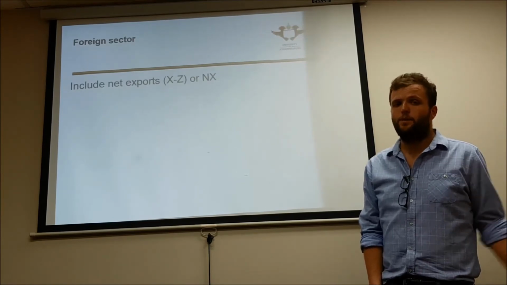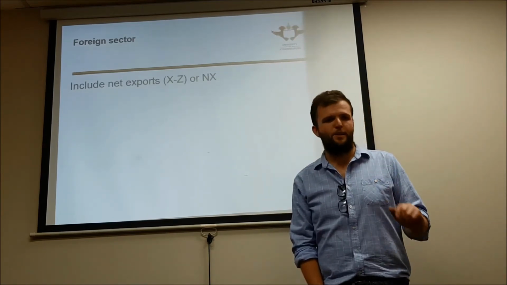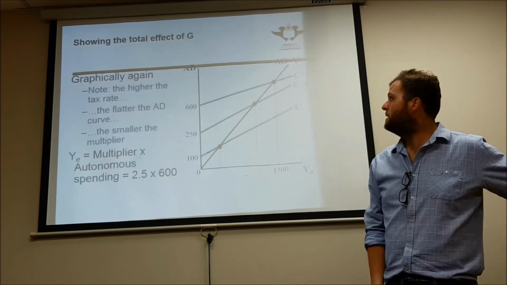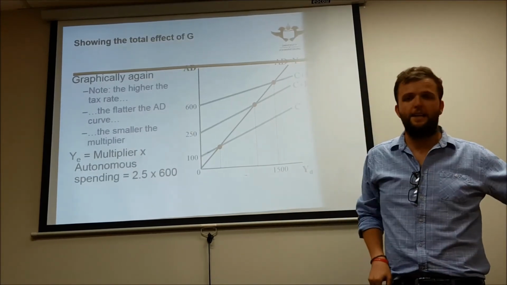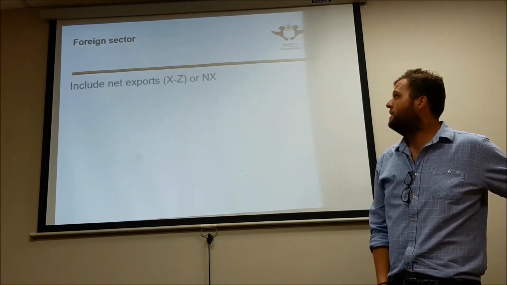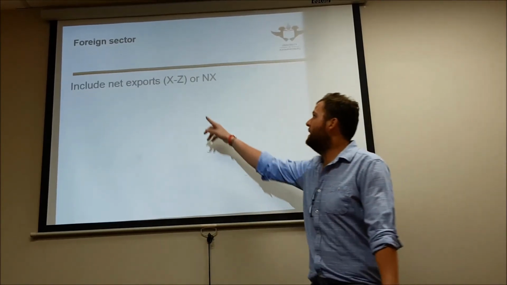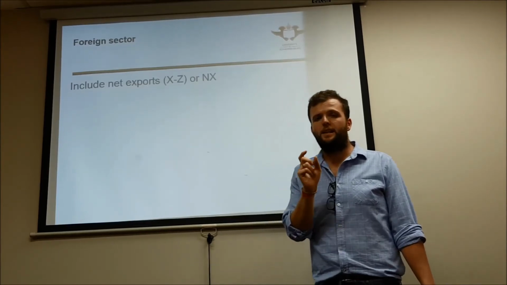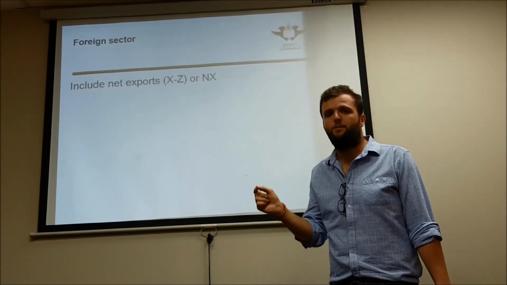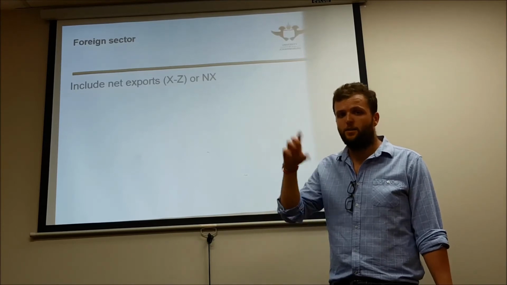Very easy. Remember the formula, C plus I plus G, which is this. C plus I plus G, but now we say plus X minus Z, that's the foreign sector. We can say it as X minus Z or NX. NX just means net exports, meaning the calculation of exports minus imports has already been taken into account here.